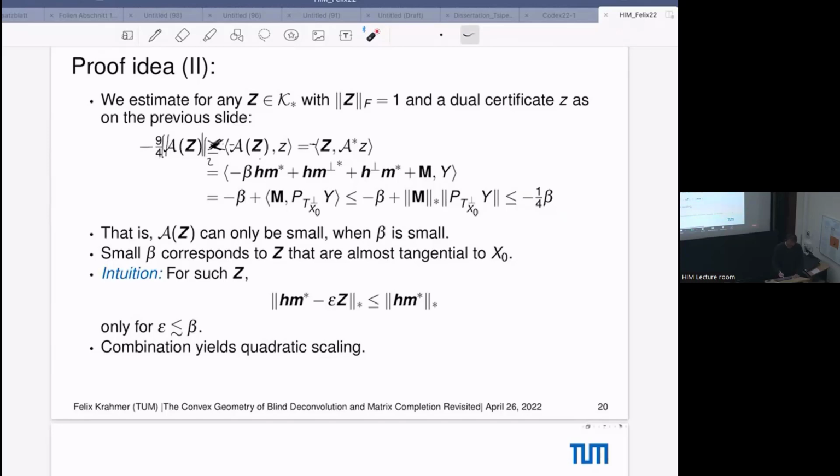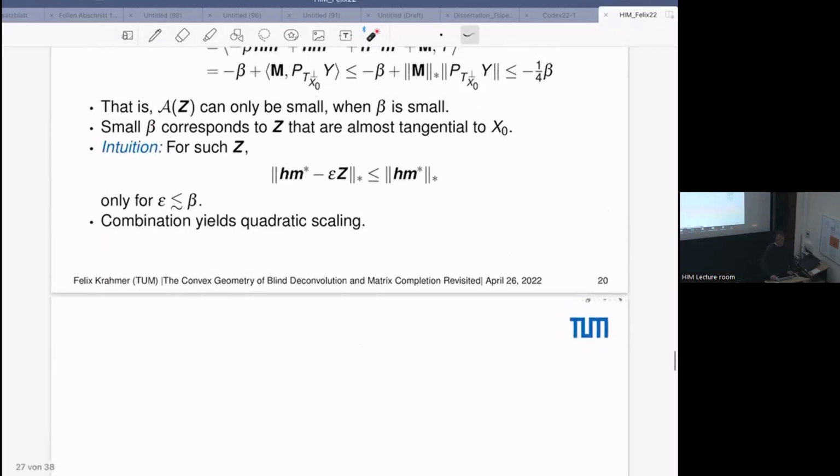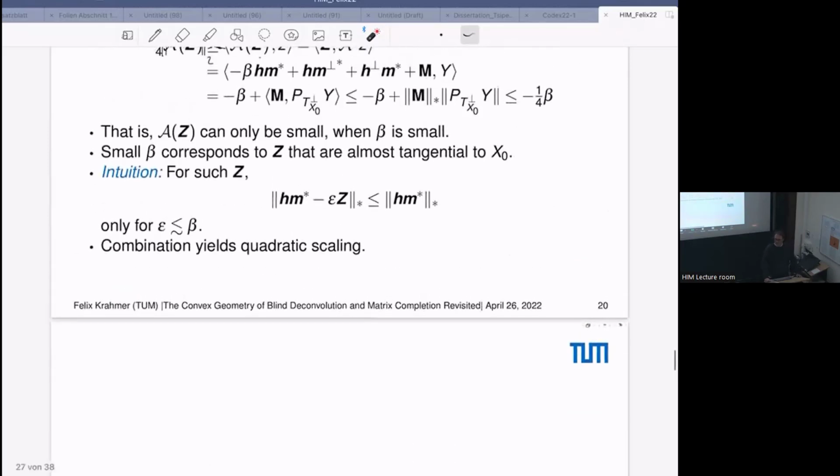And so that gives us this square root or quadratic scaling, depending on how you look at it, because we have one beta from here and one beta from how far we can go. And that's why we get this dependence, and that gives us our result. Yep. Is that somewhat clear? I mean, I don't have time now to go into the details.